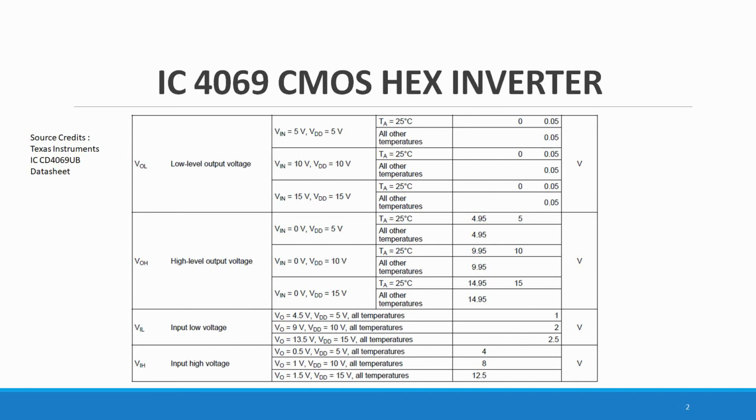Collectively, we can infer that any input voltage between 0 volt and 1 volt will produce an output voltage of 4.95 volts to 5 volts, and any input voltage between 4 volts and 5 volts will produce an output of 0 volt to 0.05 volt, due to the inverting nature of the NOT gate. But these values are typical and change with IC manufacturing logic and various companies.